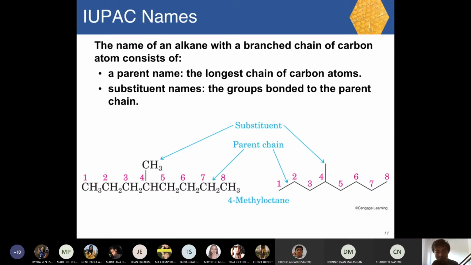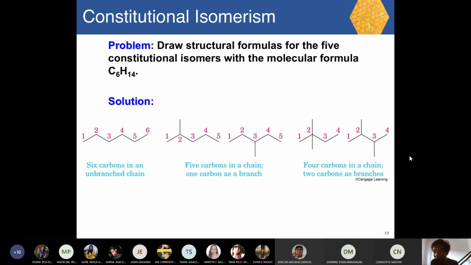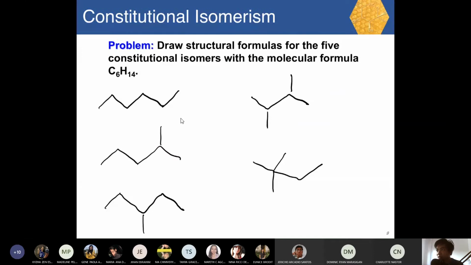IUPAC names, no? So, naming tayo. This will be the last topic na gagawin natin today, no? Sa susunod na meeting na lang yung iba. Okay? So, IUPAC name. Siyempre, kailangan may pangalan yung mga yan, no?